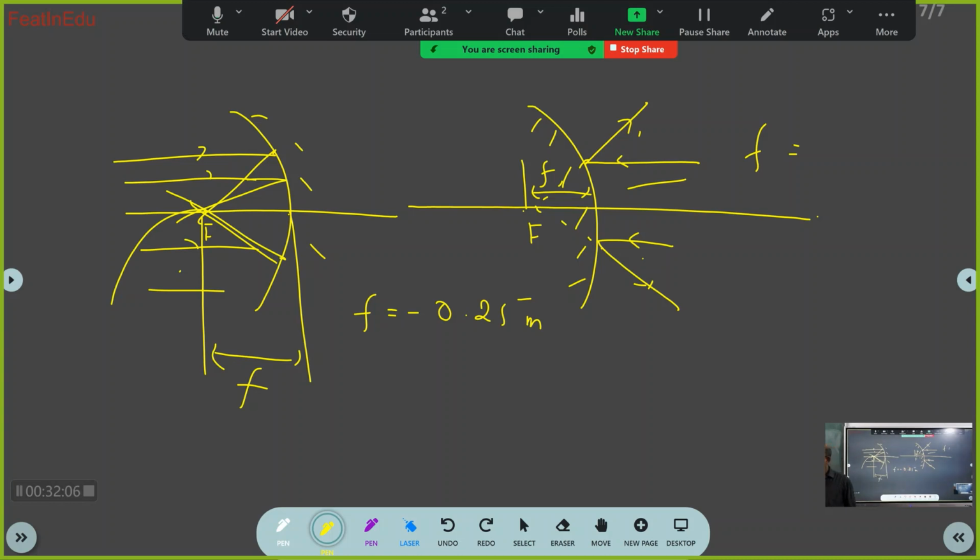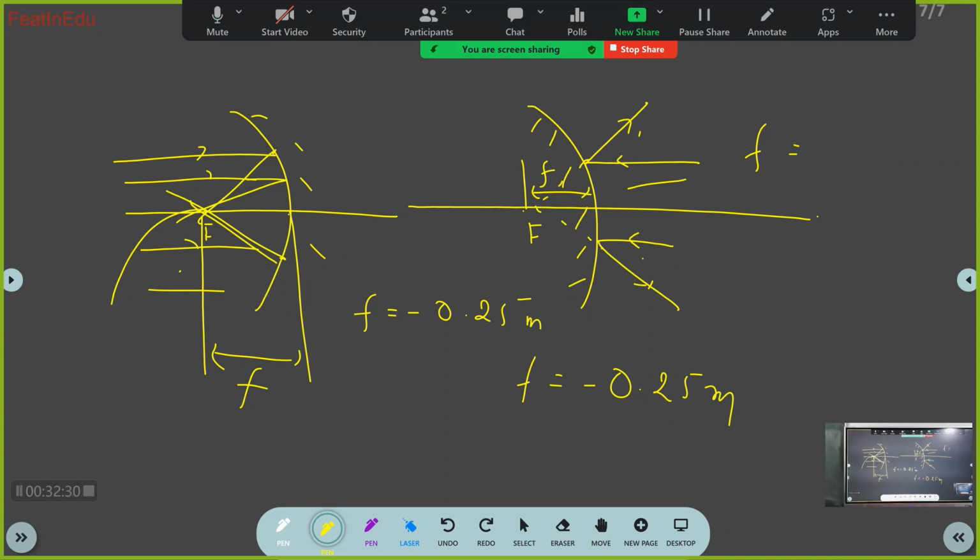So if I say the focal length of a spherical mirror is minus 0.25 meters, then what does it mean? It's a concave mirror. Understood now? If I put f is equal to minus, it's a concave mirror. See, so simple, like this. Physics has made your life, my life, so simple. Bindas, correct? Yes, sir. Okay.